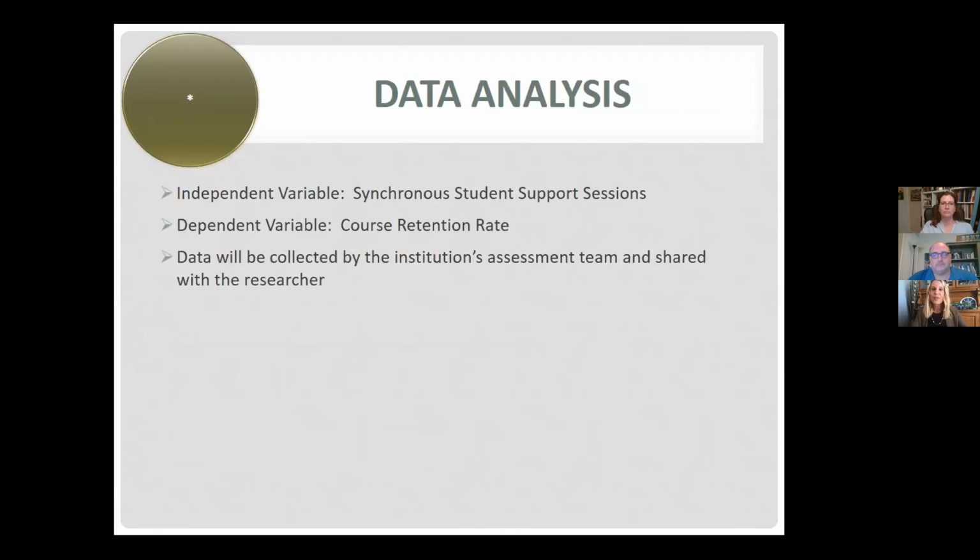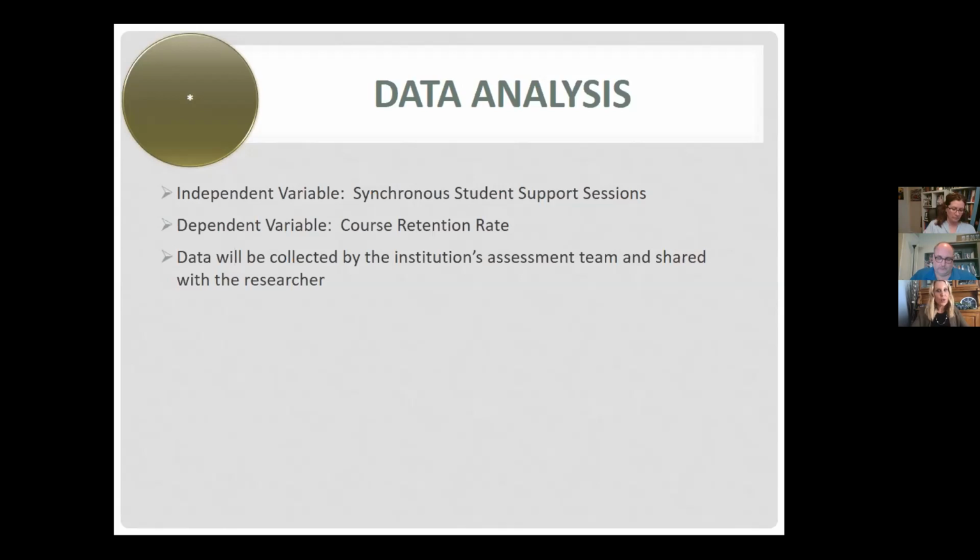Okay, so for this analysis, the independent variable is the synchronous student support sessions, and the dependent variable is course retention rates. So for this study, both the independent and dependent variables are numeric variables because they have values described in a measurable quantity. The data for this study will be collected by the university's dedicated assessment team, and it will be shared with the researcher after IRB approval and all proper approvals are in place for a quantitative evaluation using a later chosen statistics program.